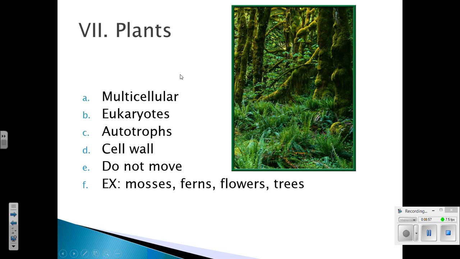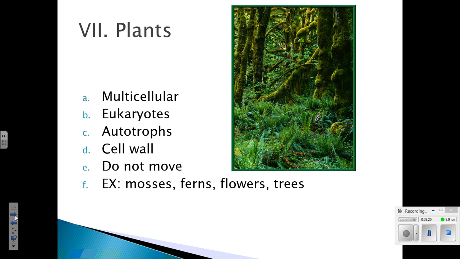All right, then there's the plants. So multicellular eukaryote, but they're going to be autotrophs, so they can do photosynthesis. They don't have to eat, and they have that cell wall, and they don't move. They can sway to and fro. They might follow the sun and things like that, but their root system is in the ground, and they're not going to pick up and walk or move anywhere.